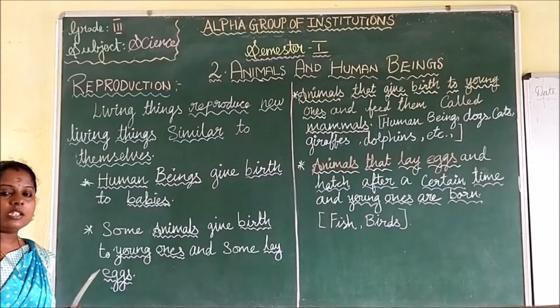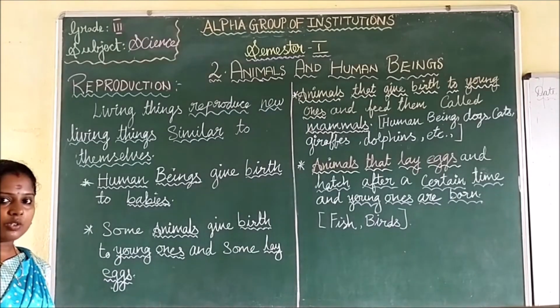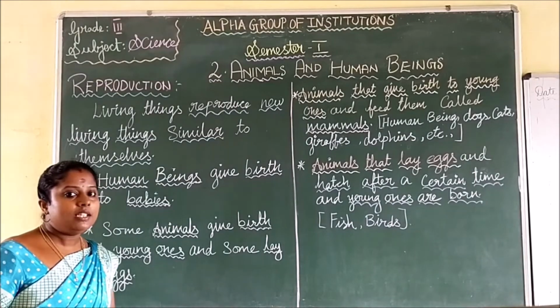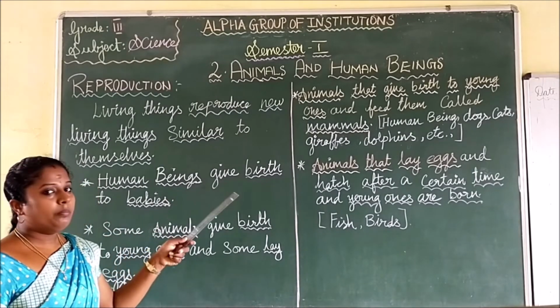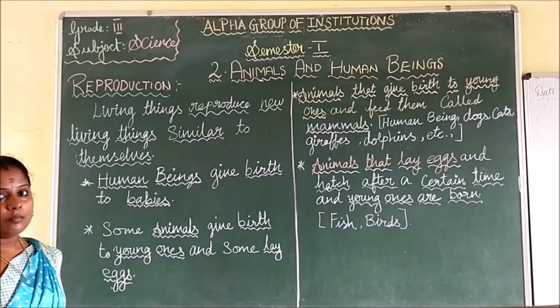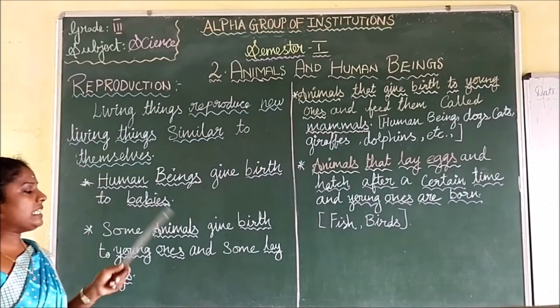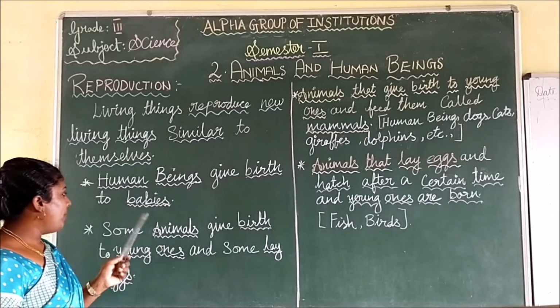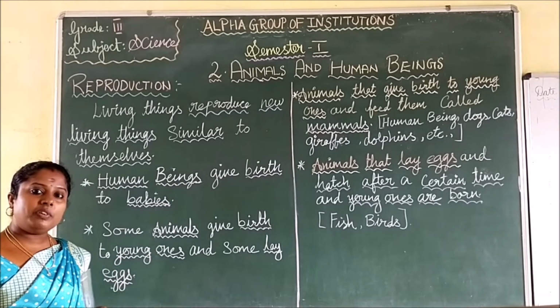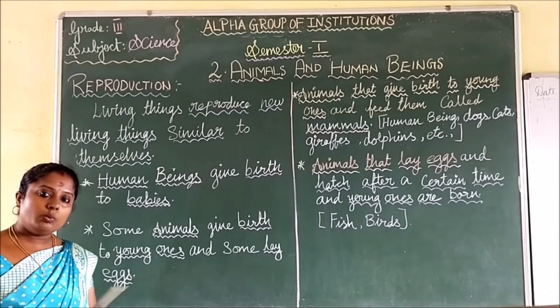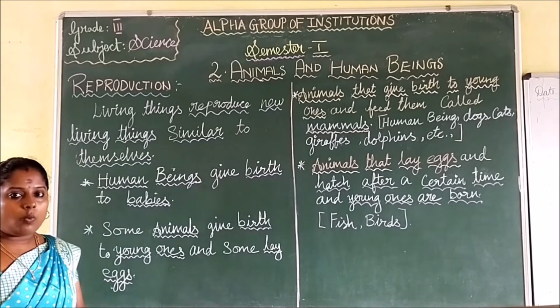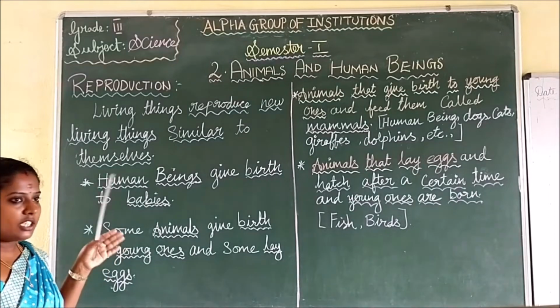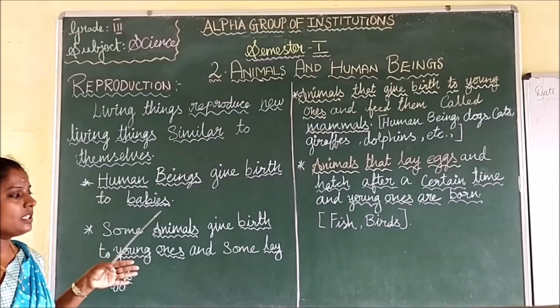So now we are going to see how reproduction is done in human beings and animals. Human beings give birth to babies. We human beings give birth to babies, producing another one. That is reproduction in human beings.